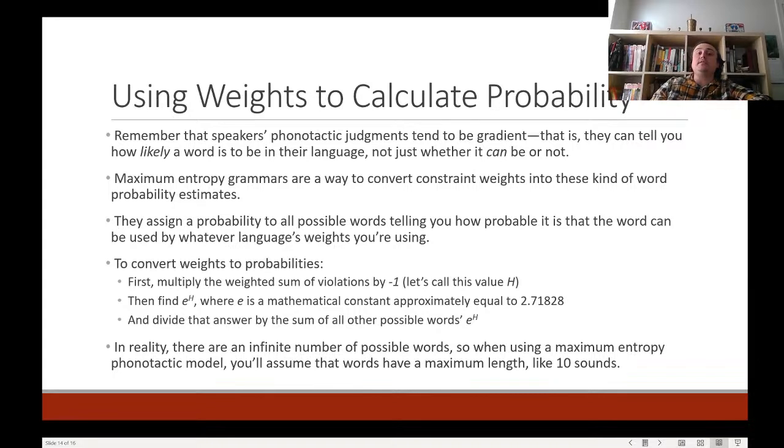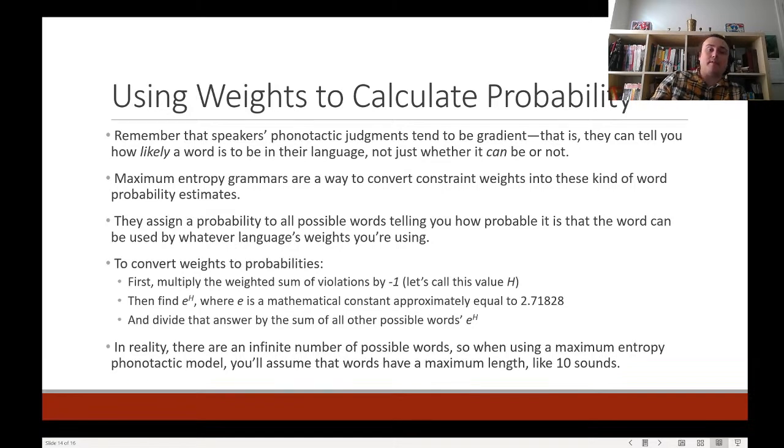How are we going to use these weights, though? What is the specific way we're going to take those weighted sums of violations and actually get judgments out of them? So remember that speakers' phonotactic judgments tend to be gradient, like I was describing before. And that means you can tell how likely a word is to be in a language and not just whether it can be in the language or not.